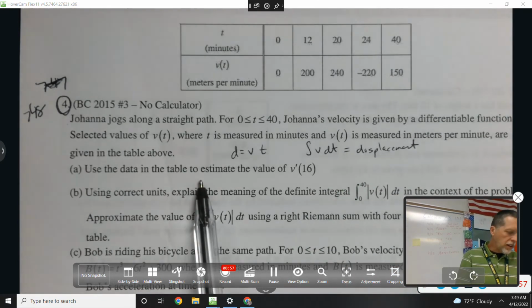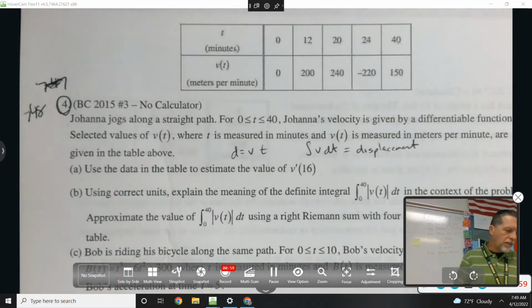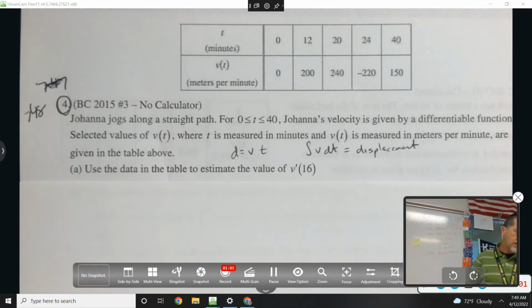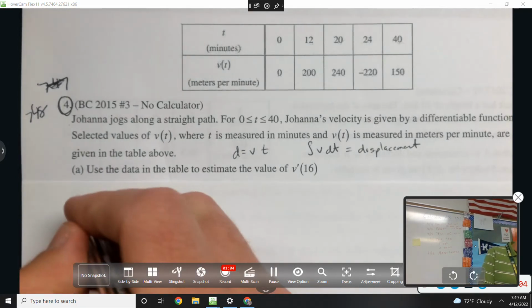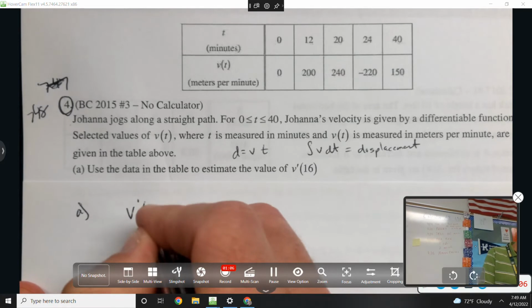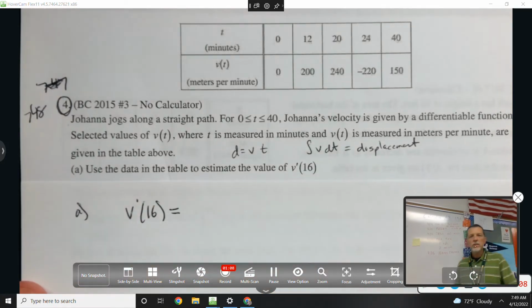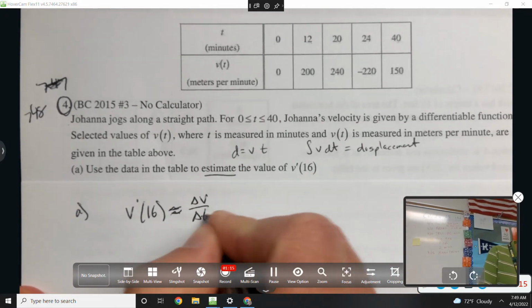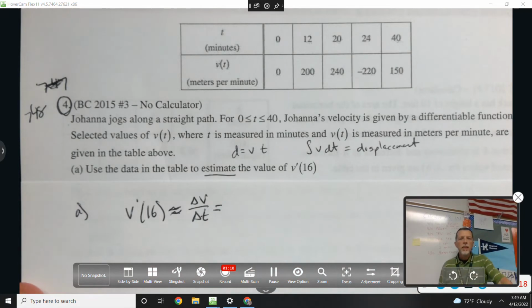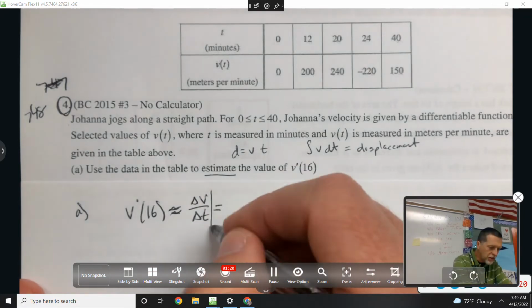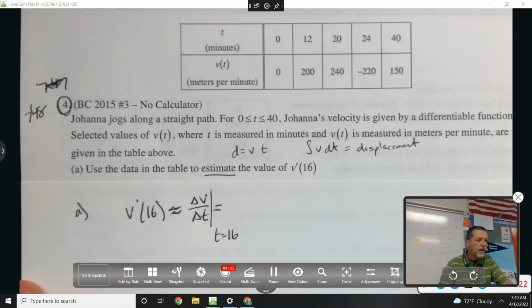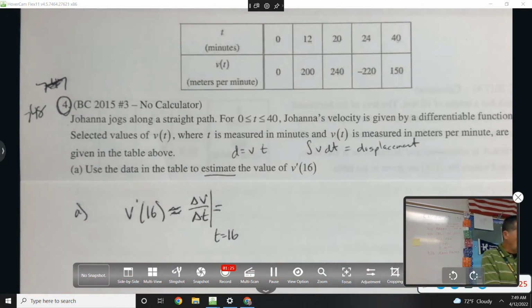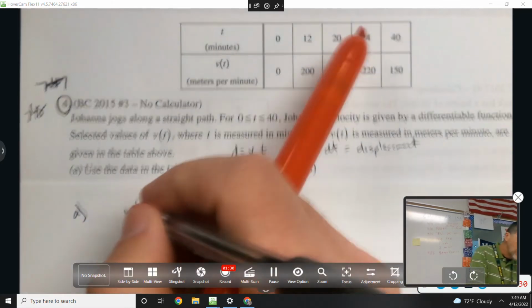Use the data in the table to estimate the value v prime at 16. Okay, v prime at 16. So v prime is, well, if it's estimated, that's like change in v over change in t. But at time equals 16. So how am I going to do that? What values will I use to estimate at time 16?